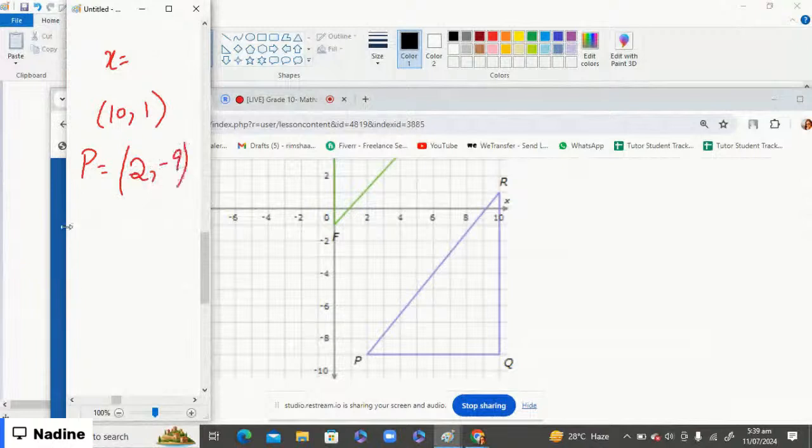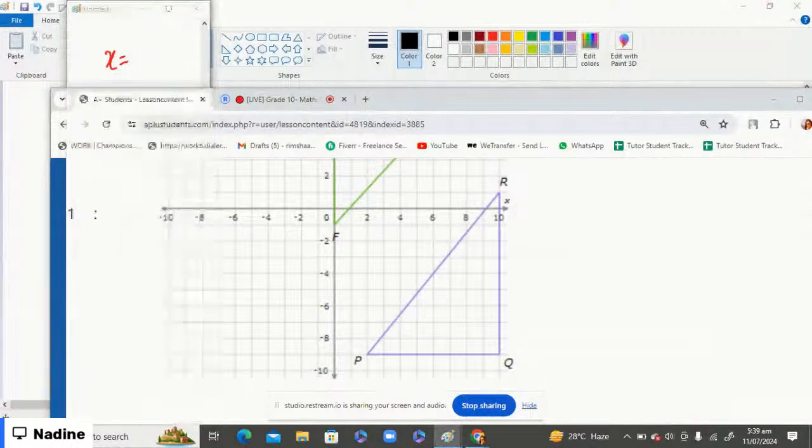First, always we are going to put the x point. What is Q? Which is 10 and minus 9. 10 and minus 9. Understand?